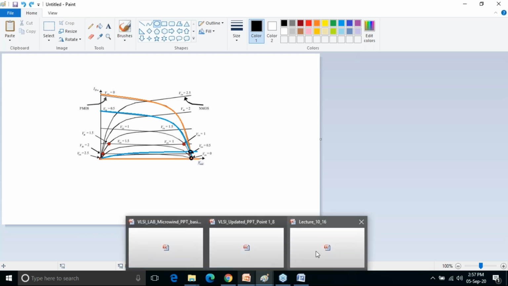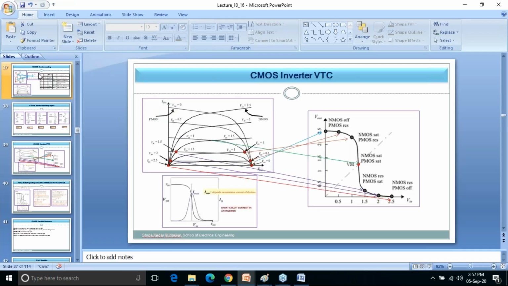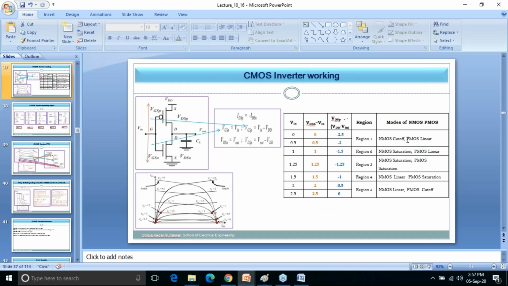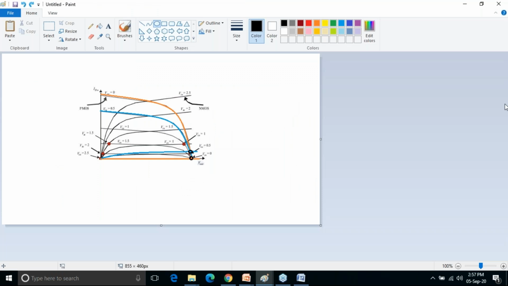That is what I want to tell you about this. Why is this NMOS in cutoff and PMOS linear, when input is 0? I have mistakenly combined these two. Actually, these two should not be combined. Okay, I will update this in the next PPT. Hope the things are clear. I will be taking this in another lecture also.